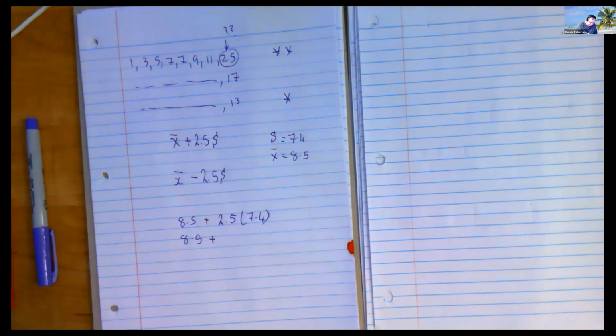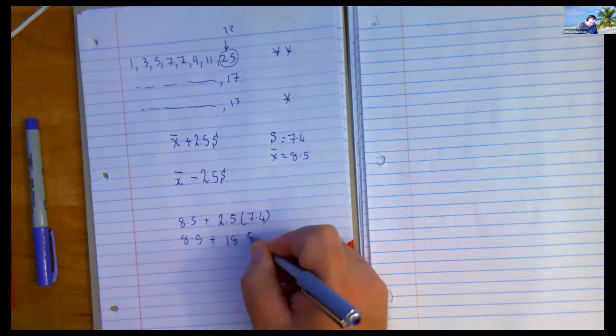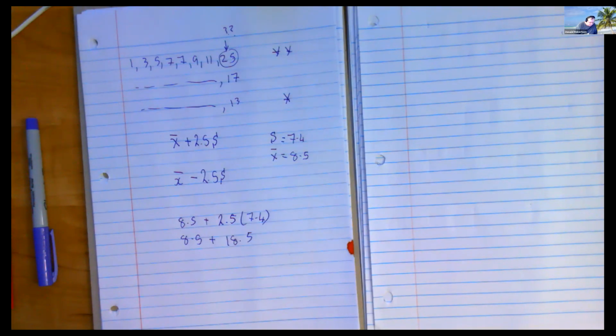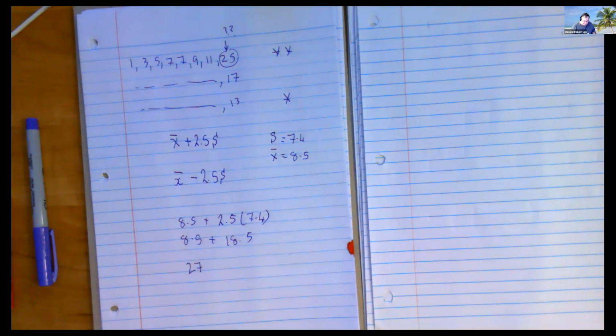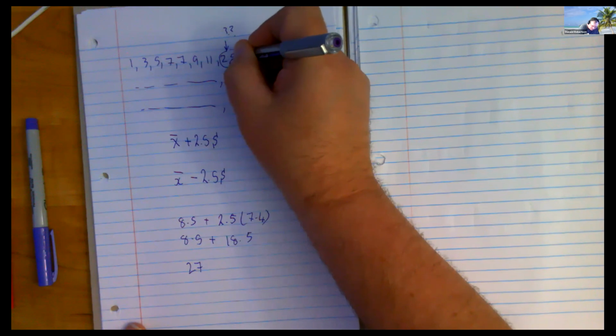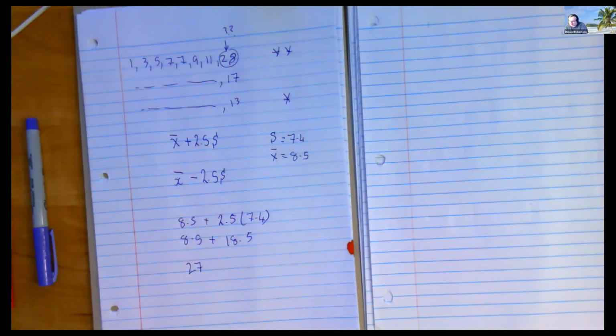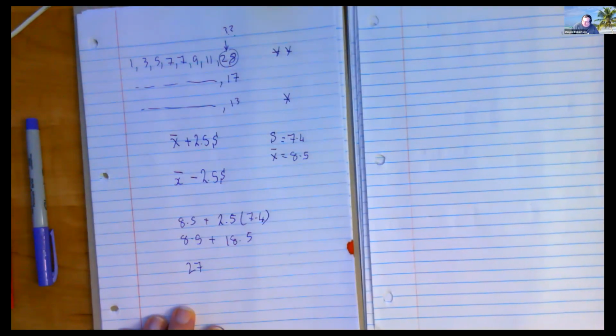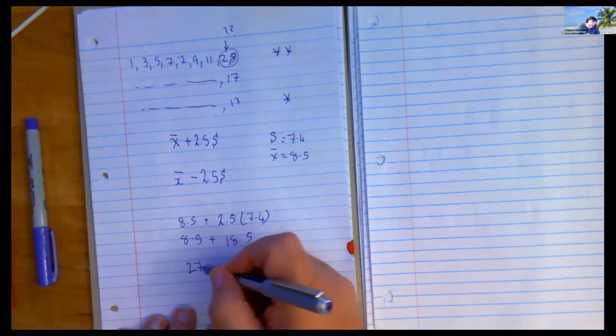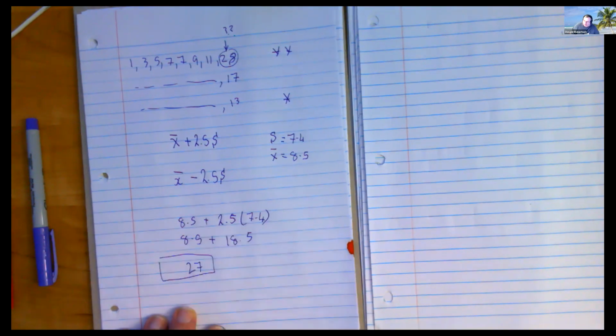8.5 add 2.5 times 7.4, which is 18.5. And you add them together, you get 27. So for argument's sake, can I pretend he was 28? Just so I can get away with this, right? Would you agree now he's an outlier? If you're bigger than that number, you're an outlier. So won't 30 and 33 also be outliers if that was the last number?